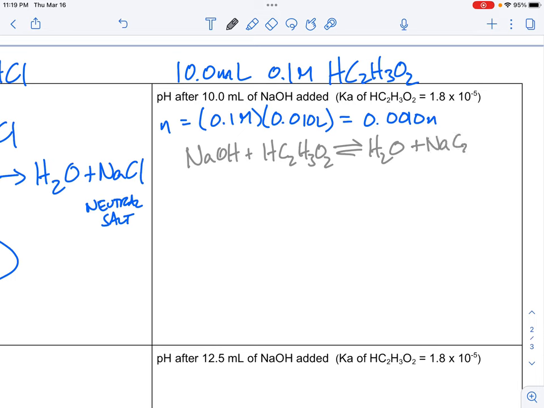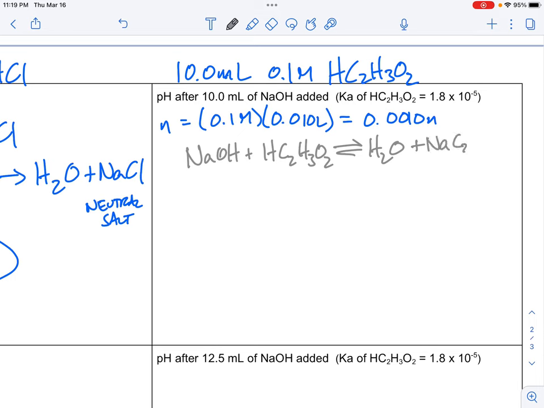So we ignore water. We don't have any hydroxide or conjugate acid to begin with. Our change is going to be minus x, plus x, plus x. When we do this calculation here, 0.001 divided by 0.02, we should get 0.05. And so 0.05 for our molarity minus x, and then we have x and we have x. Now, we are going to ignore this change in x in our K expression here.